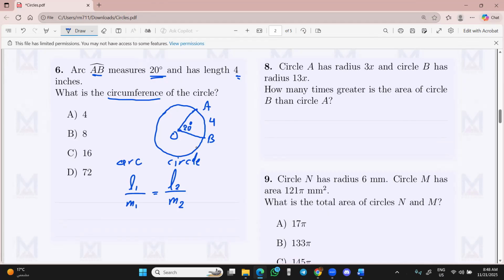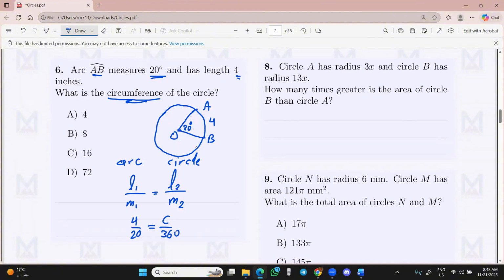And let's look easily at this one. L1, the length of the arc. What is the length of the arc? It's 4. So write 4 up here, over the measure of the angle of the arc, which is 20, write 20 down here, is equal to the length of the whole circle. The length of the circle, guys, is the same as the circumference. So we write C instead of that. And then M2, the measure of the angle of the circle. What is the measure of the whole circle? Of course, it's 360. This is a piece of information. It should be in your mind.